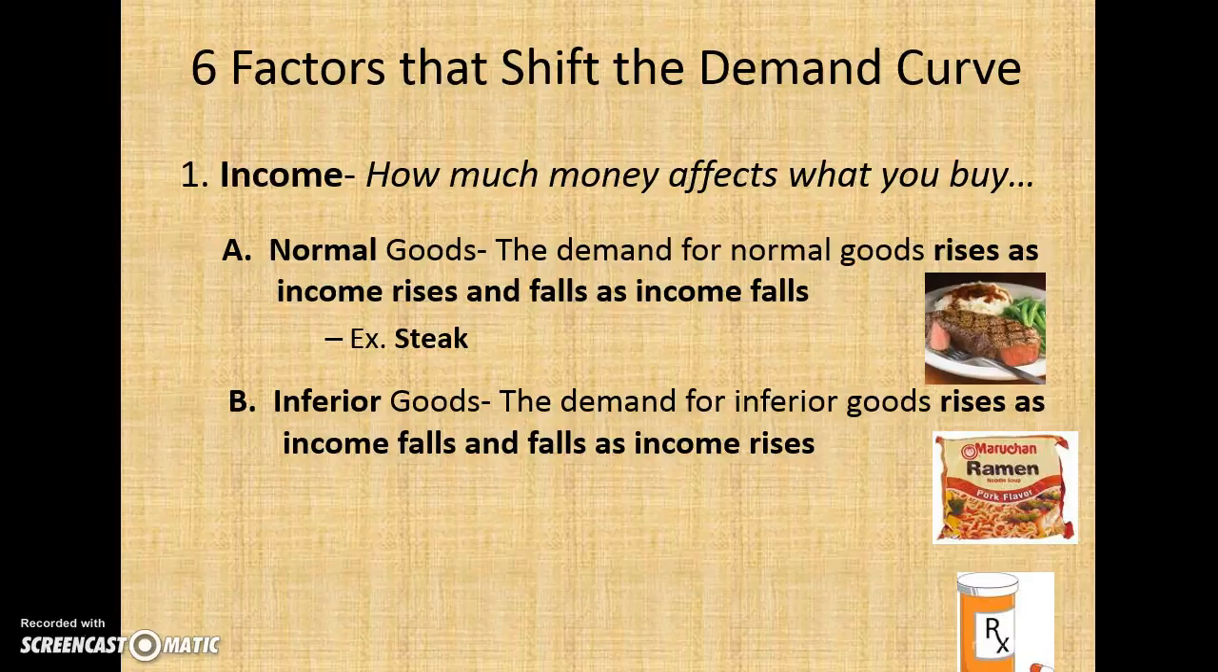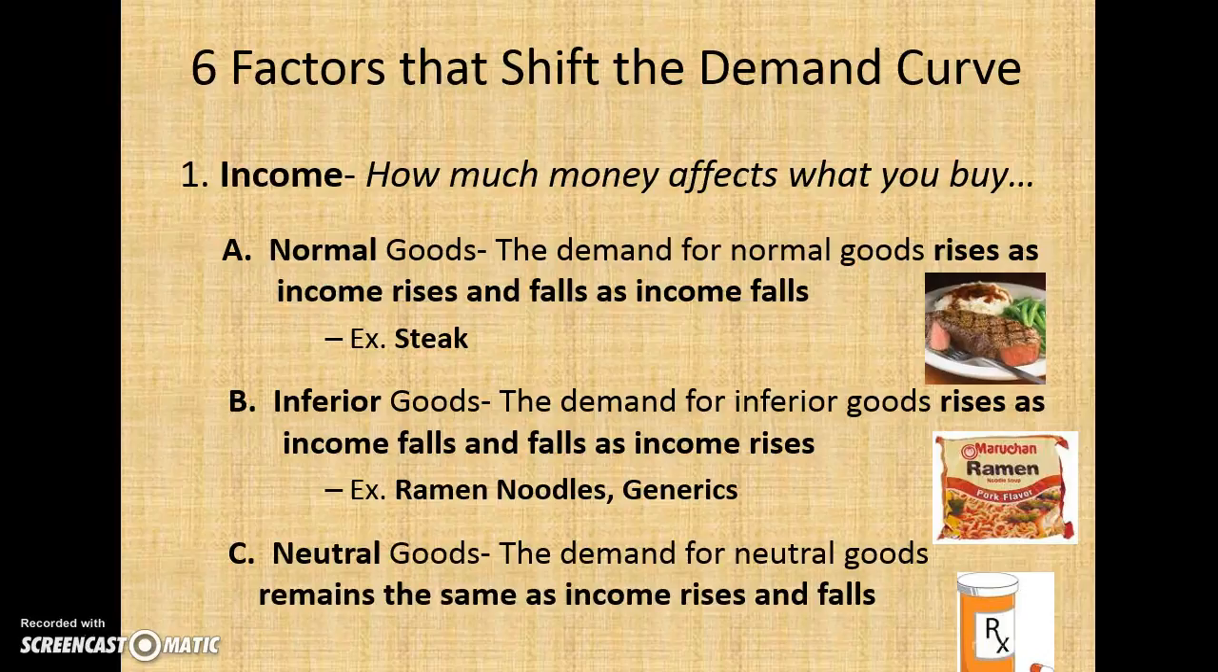Inferior goods are the exact opposite. As your income rises, you buy less of these things. As your income falls, you buy more of them. So inferior goods are kind of like generic things. Like instead of getting Oreos, you get those generic Oreos, or like ramen noodles. People buy ramen noodles when they don't have a lot of money. But if all of a sudden they had a bunch of money, they'll buy actual pasta dishes or healthier eating options.